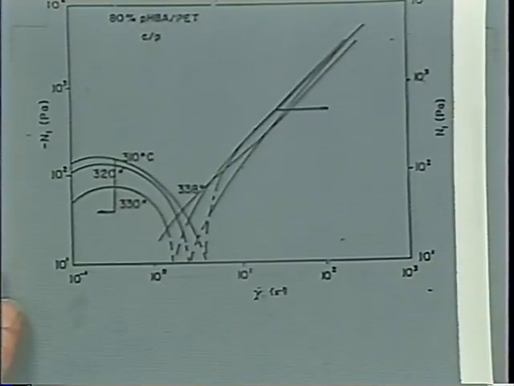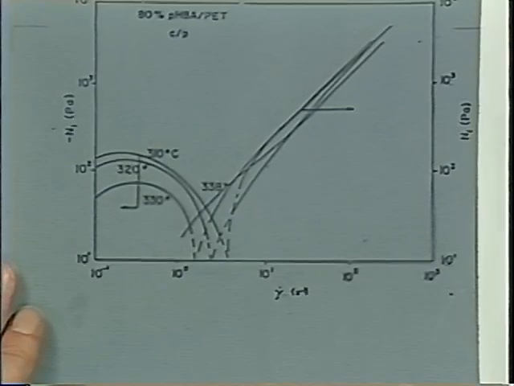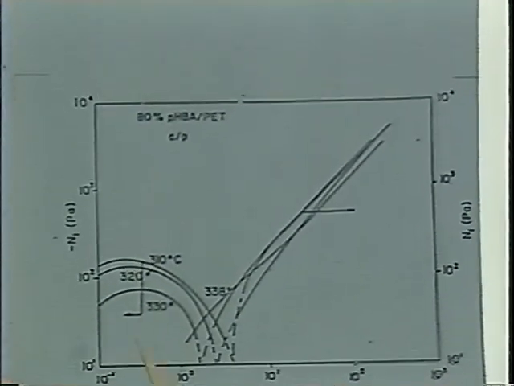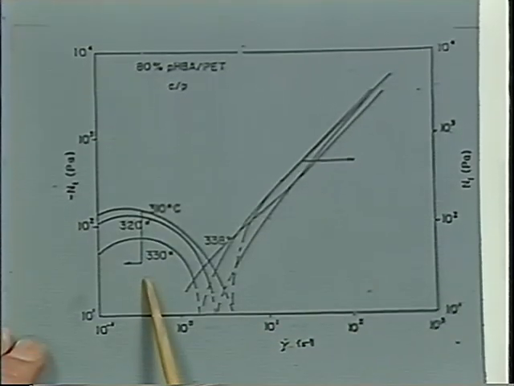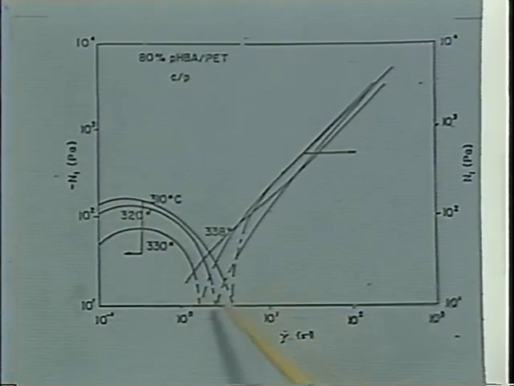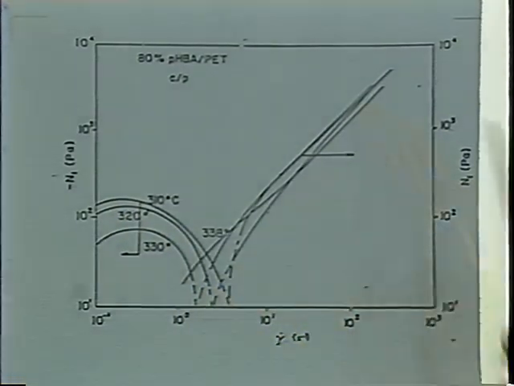Baird performed similar experiments on a thermotropic liquid crystal, so that's a polymer melt, and he found negative N1 at low shear rates and positive N1 at higher shear rates. And that's basically what we are also finding, and we try to correlate this in an overall picture.